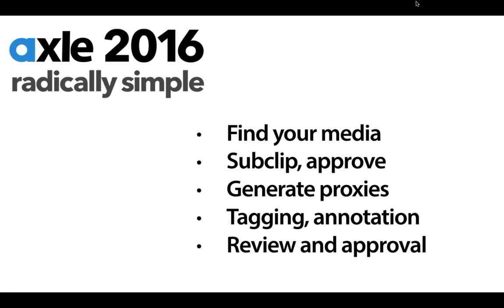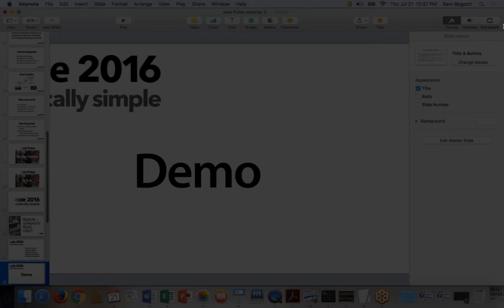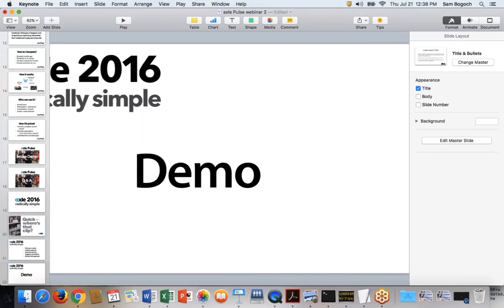It has very powerful search tools. You can subclip, you can approve, you can generate proxies to preview the assets, much like you've already seen in the Pulse app. But the player in Axle 2016 goes well beyond that and allows you to mark in and out and subclip specific clips. You can also tag and annotate the material in the timeline, and then you can review and approve clips as part of a collaborative workflow. So with that, I'm going to switch back to Patrice for a demo of Axle 2016.